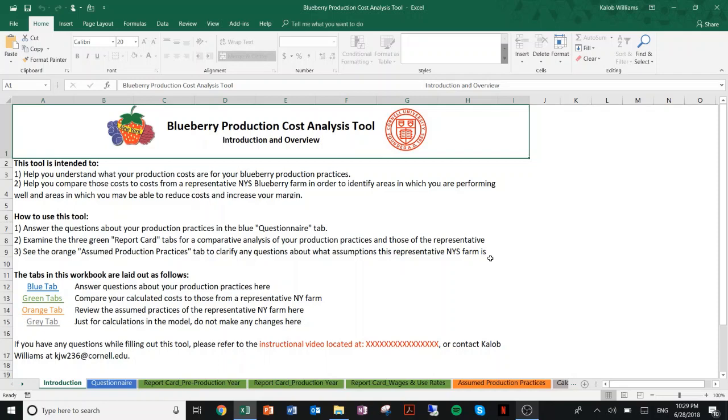We will review one of these berries. We will review blueberries today, and the tools are similar for each of the different berries, so after viewing this video you should know how to use each one of those three different tools.